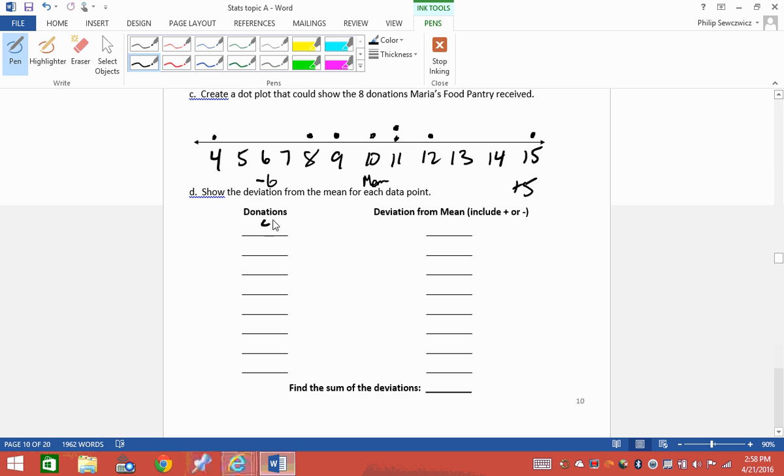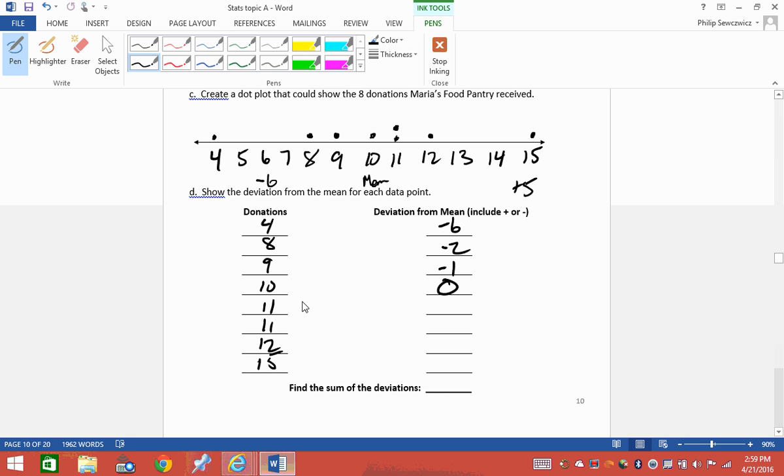I got a 4 based off of mine. I've got an 8, a 9, a 10. I've got 2 11s. I've got a 12, and I got myself a 15. So again, the mean is 10, so that's why it's going to be a 0 there. If I'm 1 below, -1. I'm 2 below, -2. I am 6 below for -6.